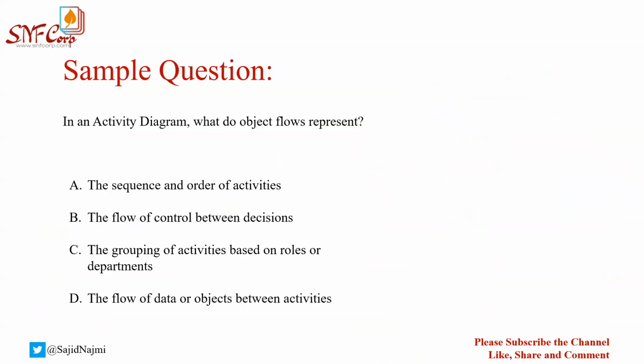In an activity diagram, what do object flows represent? Give me the answer, please. It's D. Okay, let's see the answer. Yes, the answer is D.